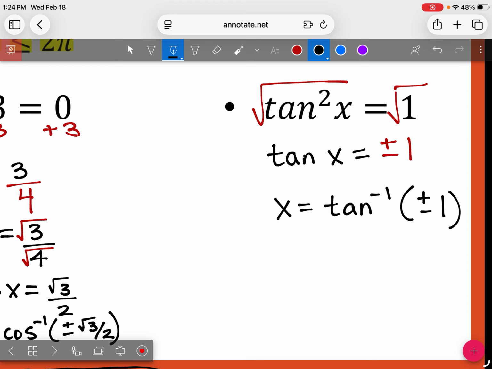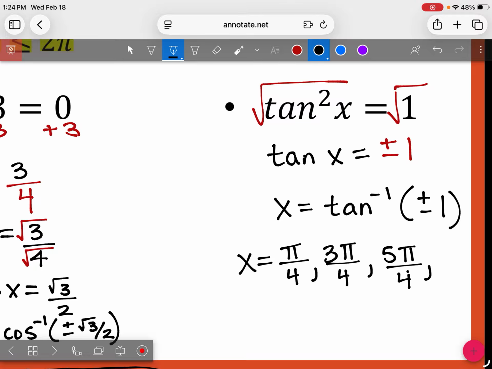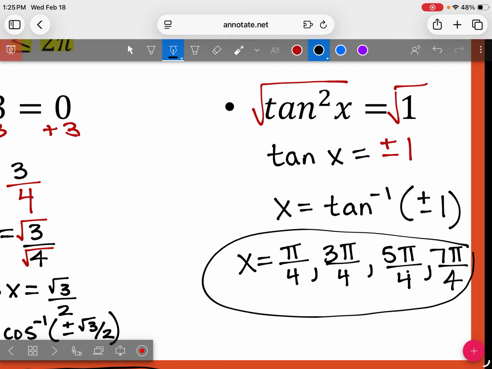4 places. Remember, that's always in the middle. So that would be pi over 4, 3 pi over 4. What's the next one? 5 pi over 4 and 7 pi over 4. Thank you. I did not mean to skip that.